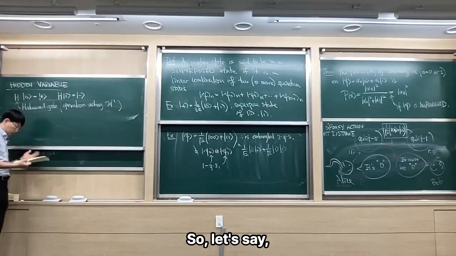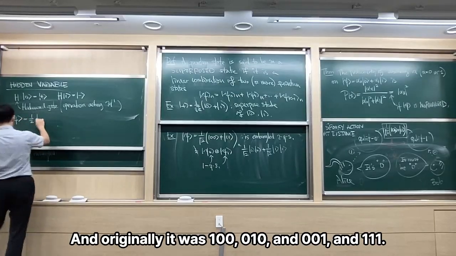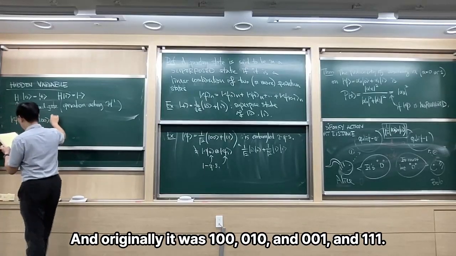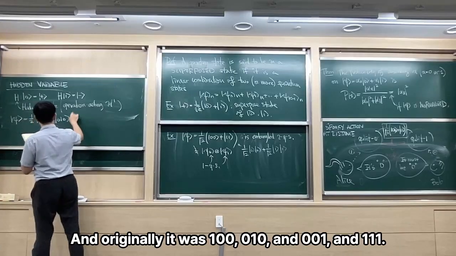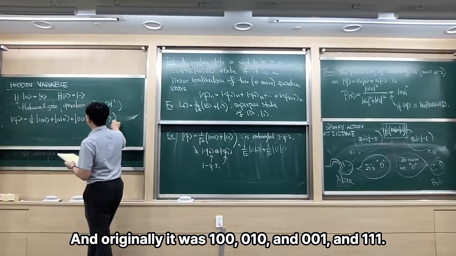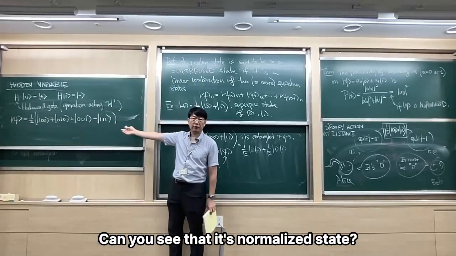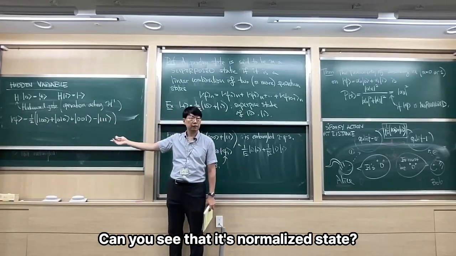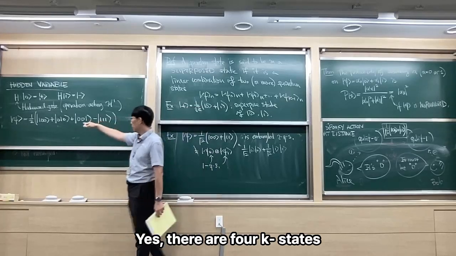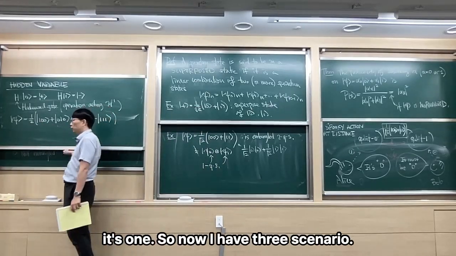So let's say I have the 3 qubit state psi, and originally it was 100, 010, 001, and 111. Can you see that it's a normalized state? Yes, there are 4 states and each has amplitude 1/2. So if you take the square sum, it's 1.